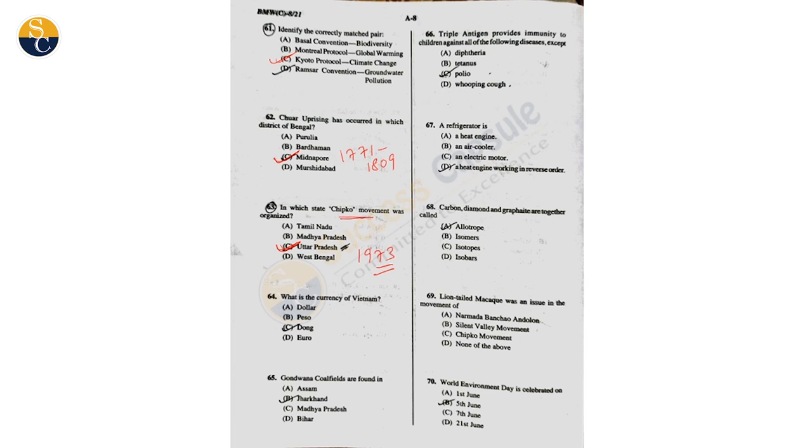So, in present context, the answer will be Uttarakhand. Next, what is the currency of Vietnam? Dong is the currency of Vietnam. And Hanoi is the capital of Vietnam.